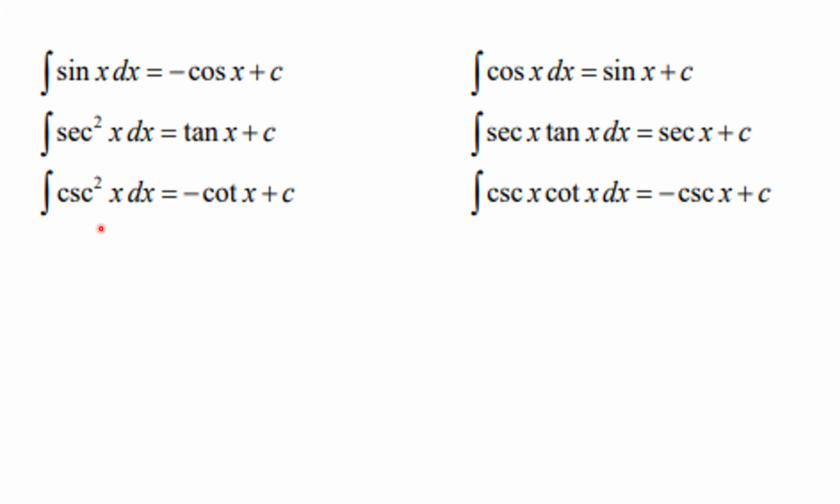When we take the derivative of the cotangent of x, we get the negative of the cosecant squared of x. That means when we take the indefinite integral of the cosecant squared of x with respect to x, we get negative cotangent of x plus c. Finally, on this page, when we take the derivative of the cosecant of x, we get the negative cosecant of x times the cotangent of x. That means the indefinite integral of the cosecant of x times the cotangent of x dx is negative cosecant of x plus c.